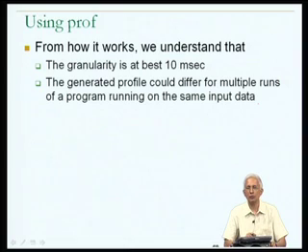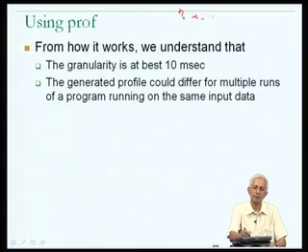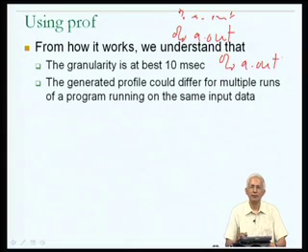Another thing which I would note from the description of how Prof works is that the profile that is generated could differ for multiple runs of a program, even if I'm running the program on the same data in each of those runs. And the question you'll ask is, how could this happen? Now, the suggestion is that I could run a.out, and then I could run a.out again, and I could run a.out again, and each time that I did this I could get a different profile. And the question is, how could this happen?